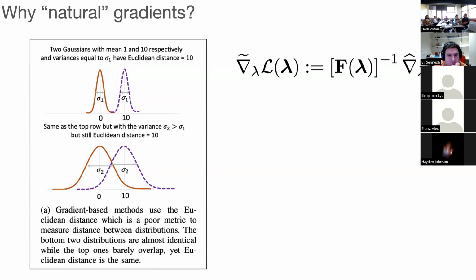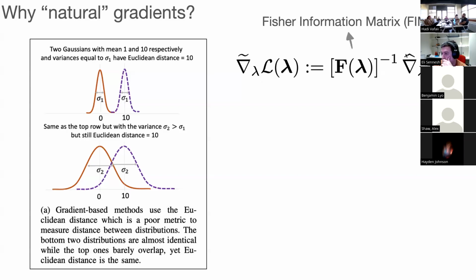If you have a loss, and lambda here are your variational parameters, for a Gaussian it is the mean and the variance. So imagine lambda is just the mean, and your loss depends on the mean, lambda. This is the normal gradient of the loss. If you multiply it with this Fisher information matrix, or its inverse, you get the definition of a natural gradient. So what's the hat definition?